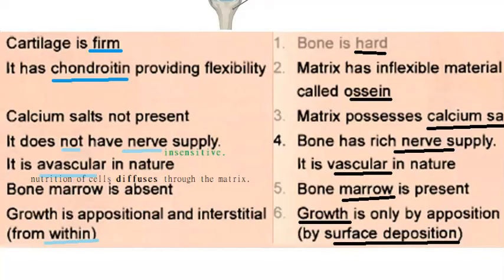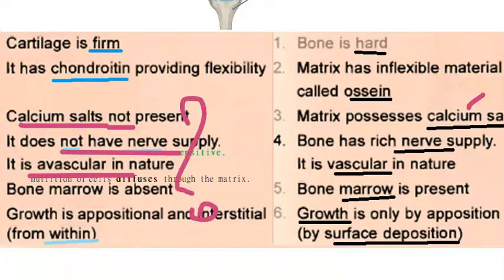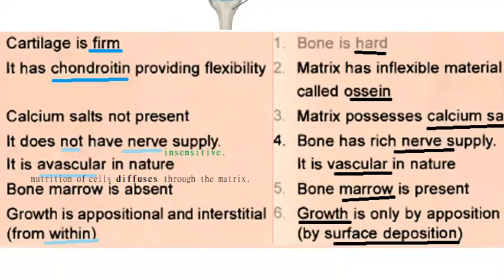So what is there? Calcium. Where will you find the calcium? Bone, ma'am. Bone. Very good. Then, so there is no calcium salt in cartilage. Cartilage does not have nerve supply. It does not have blood supply. What is this? No calcium, no nerve supply, no blood supply. But what does it have at all? It has chondrin, it has chondrocytes, etc. Okay. But if it doesn't have nerve supply, that means it should not feel pain. Yes, it is insensitive.